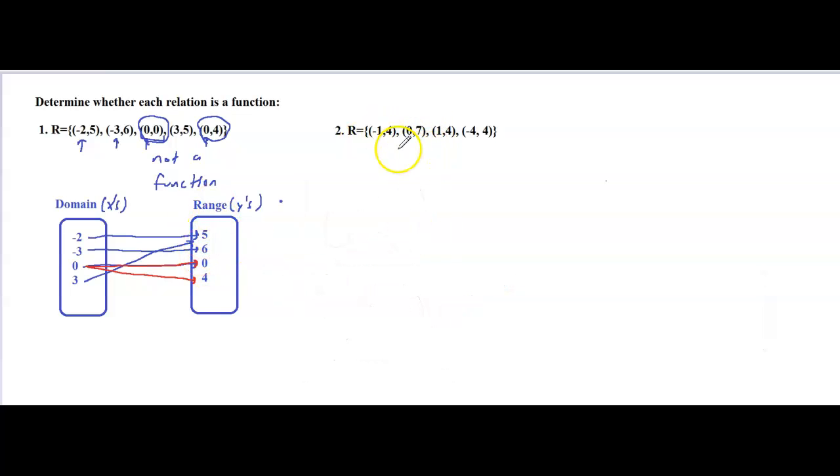So let's look at the second one. So we see that we have -1, and we're looking, is -1 only mapped to 4 and no one else? That looks true. We look at 0. Is 0 mapped to only 7 and no one else? That looks true. Is 1 mapped to 4 and no one else? That's true. Is -4 mapped to 4 and no one else? That's also true. So this is a function.